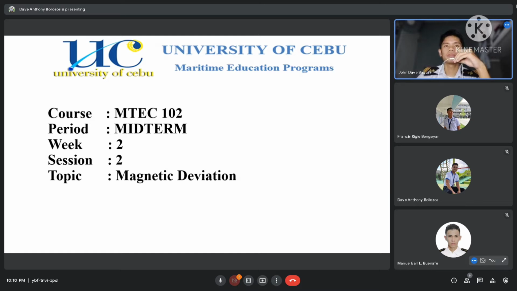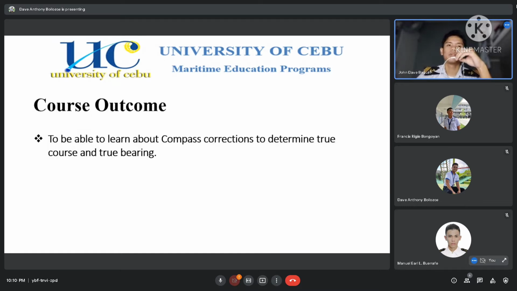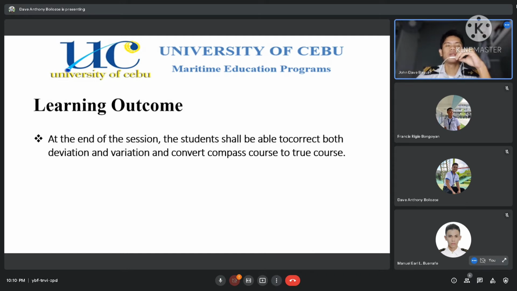So let's begin. The course outcome: to be able to learn about compass corrections to determine true course and true bearing. The learning outcome: by the end of this session, the students shall be able to correct both deviation and variation and convert compass course to true course.